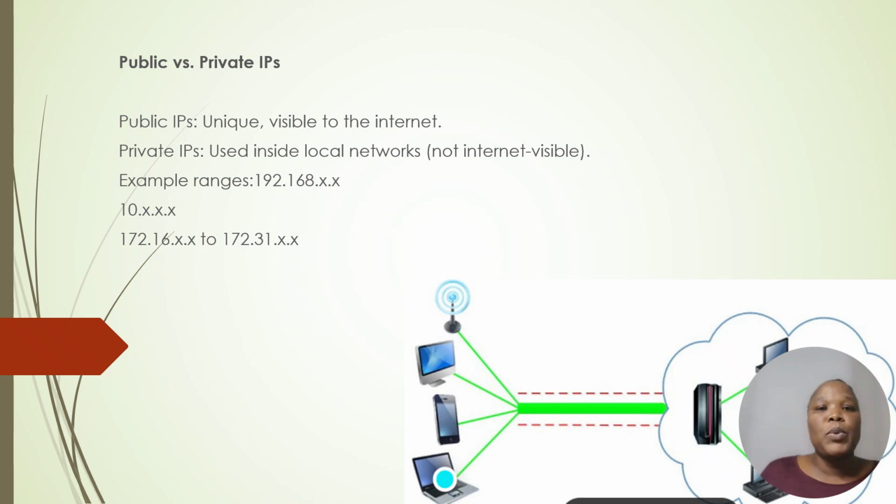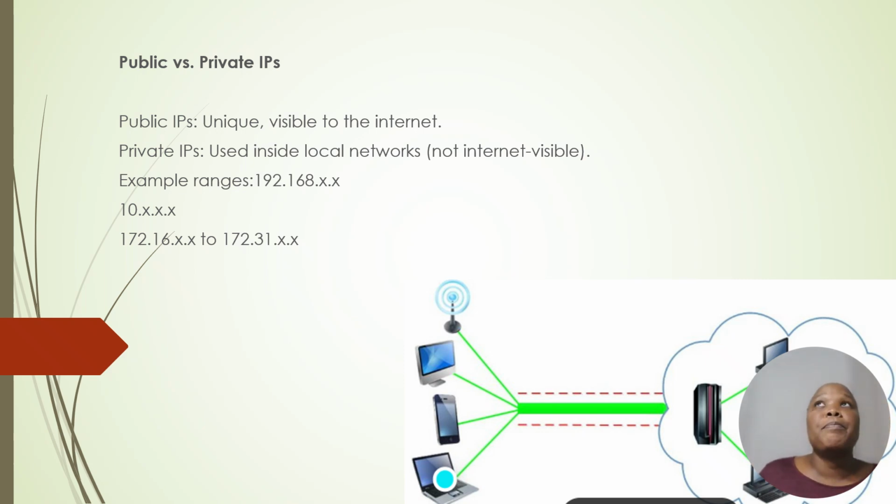So just like we have public streets and private driveways, IP addresses come in two main types. We have the public IP addresses, and these are unique and very visible to the whole internet. They are managed globally, so no two devices can share the same one. Think of it as your house number that anyone can use to find you on the map.